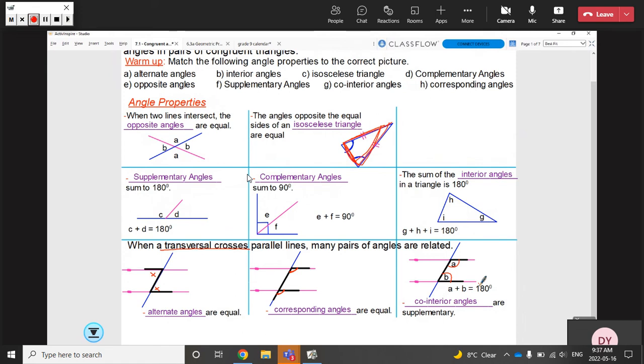Does that kind of ring a bell? Like if it kind of rings a bell, I think we're in good shape. Like I said, for the most part, we're going to be really looking at the corresponding angles and also the alternate angles.